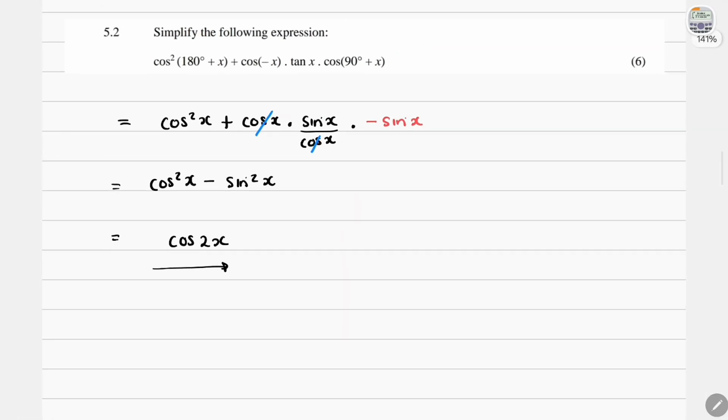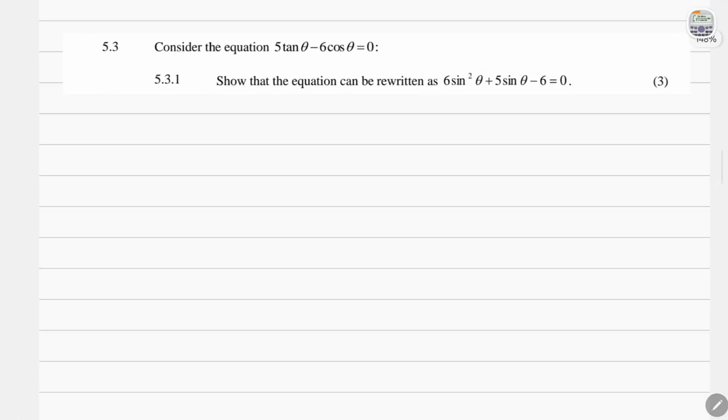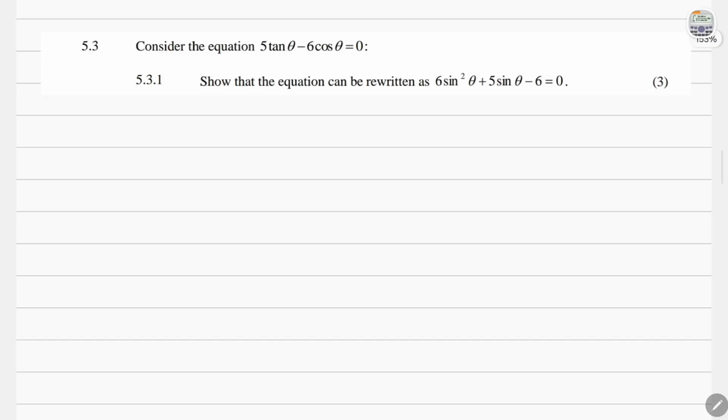Okay, moving on to the next question. Question 5.3 says, consider the equation 5 tan theta minus 6 cos theta is equal to 0. And 5.3.1 says, show that the equation can be rewritten as 6 sine squared theta plus 5 sine theta minus 6. Okay, so the difference I notice with this is that it only includes sine theta. It's in terms of sine theta. See, sine squared theta, sine theta. So that's what we can think about doing to this.